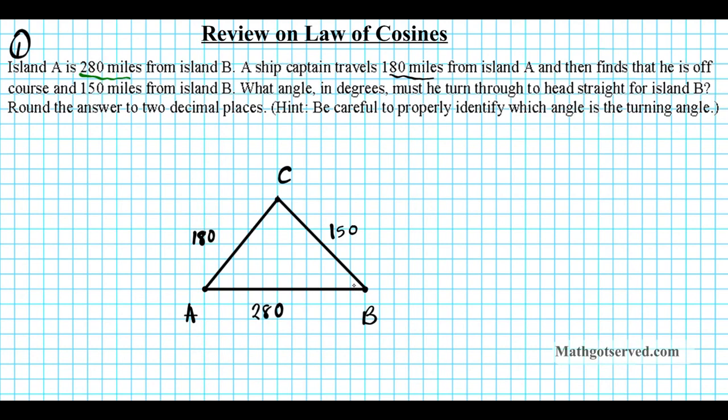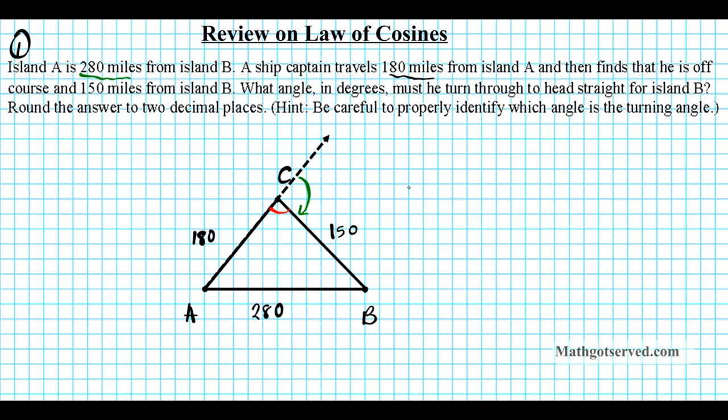Alright, so it says what angle must he turn through to head straight for island B? So his initial direction was from AC, was something like this, heading in that direction, and he was going off course. So the question is, how many degrees must he turn to be heading right back to his correct destination, which is B? So this right here is the angle that the ship must rotate in order to head back to the right destination. All right, we noted that this angle is a supplement of angle C, so all we just have to do is find angle C and subtract it from 180, and that will be the correct answer.